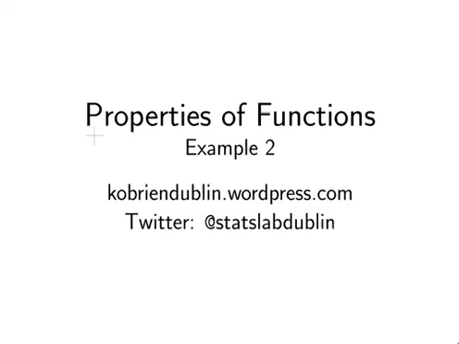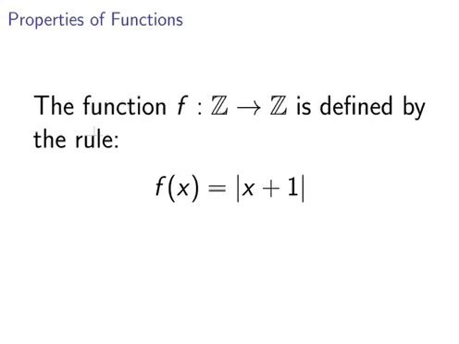In this presentation, we're going to look at the properties of functions. This is the second example of a few examples related to whether or not a function is one-to-one, onto, and invertible. So let's look at our function here. We have the function f defined by the rule f of x equals the absolute value of x plus 1. Importantly, we're going to look at the domain here.